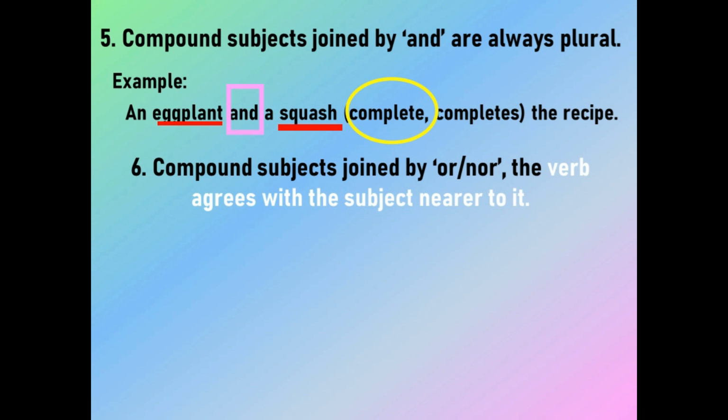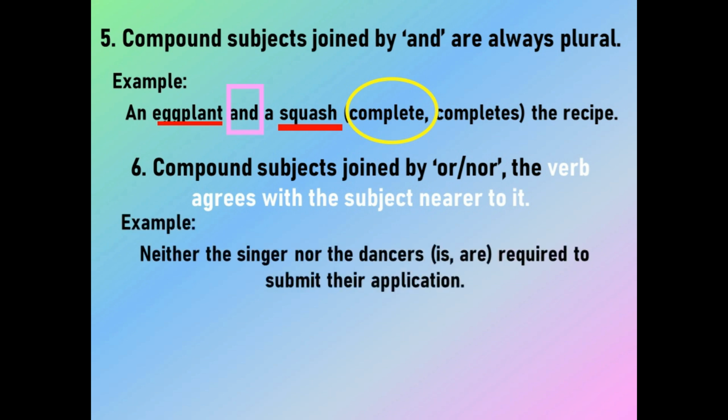Another: compound subjects joined by or, nor, the verb agrees with the subject nearer to it. Example: neither the singer nor the dancers are required to submit their application. We have the subjects singer and dancers. Since the subjects singer and dancers are joined by nor, we need to choose the subject nearer to the verb. Since the nearer subject to the verb is dancers, which is plural, the verb must also be plural.